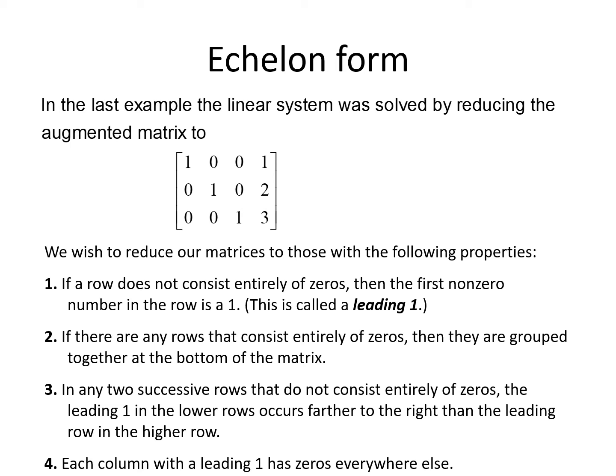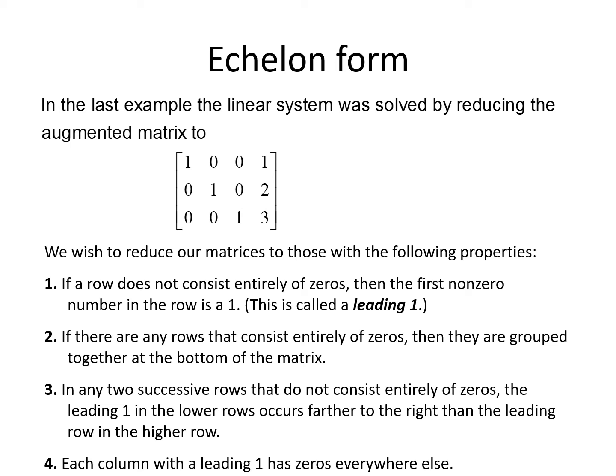In the third condition, in any two successive rows that do not consist entirely of zeros, the leading one in the lower row occurs further to the right than the leading one in the higher row. You see, here is 1, it is to the right of the leading one in the higher row.